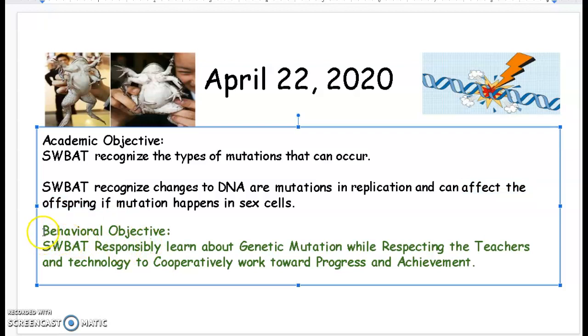And Ms. Butler has changed the behavior objective, and so students are to learn the topic of the day while respecting both the teacher and the technology that's being used as we learn the subject.